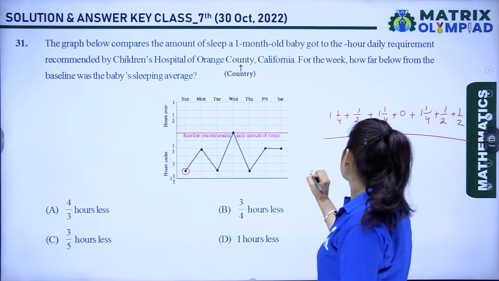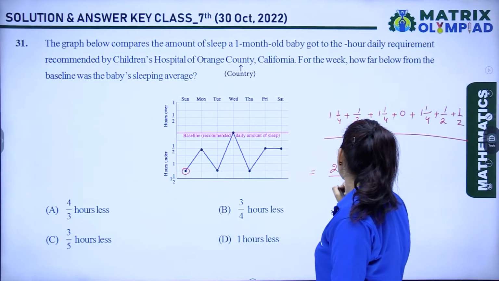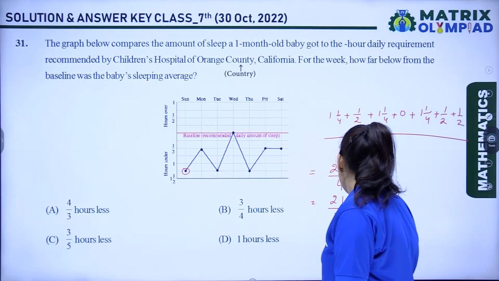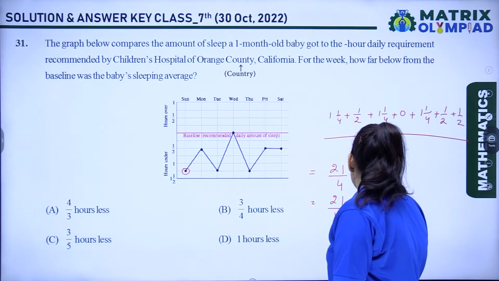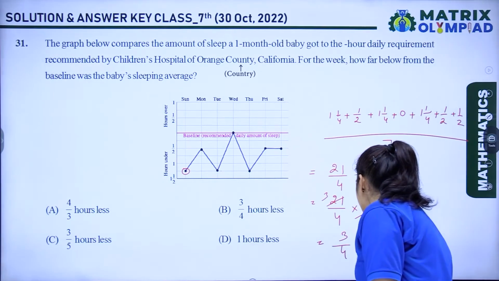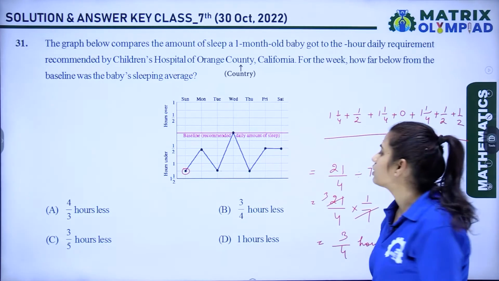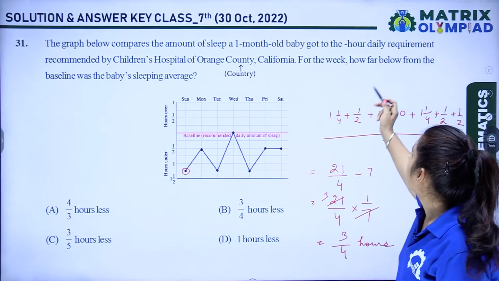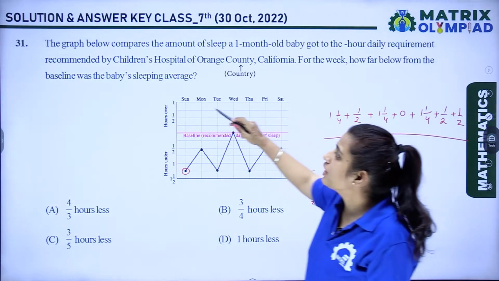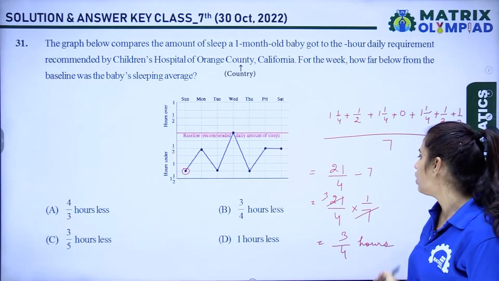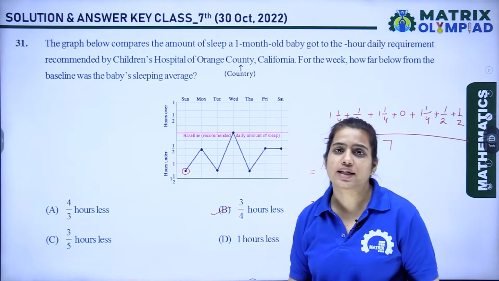So after solving this, we get 21 by 4 divided by 7. After solving this, we get 21 by 4, division converted into multiplication, 1 by 7. So here the answer is 3 by 4 hours. So according to the question, how far below the baseline was the baby's sleep average? That is 3 by 4 hours less. So option B is the correct answer.